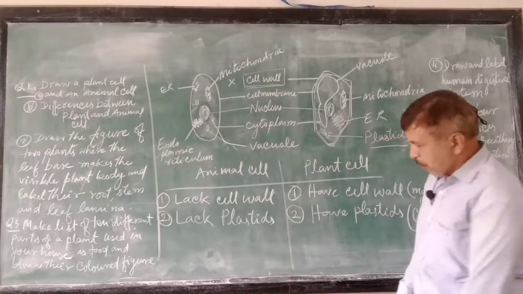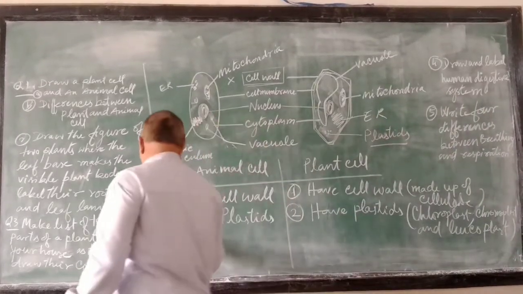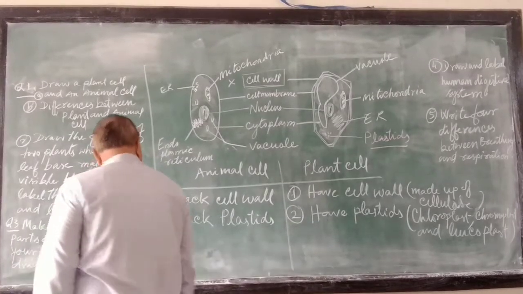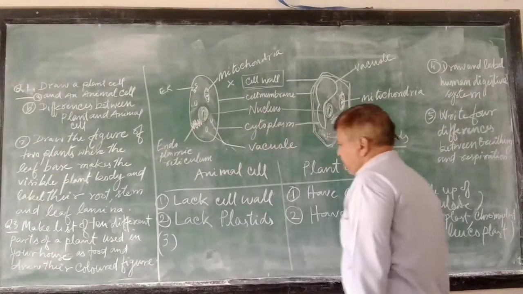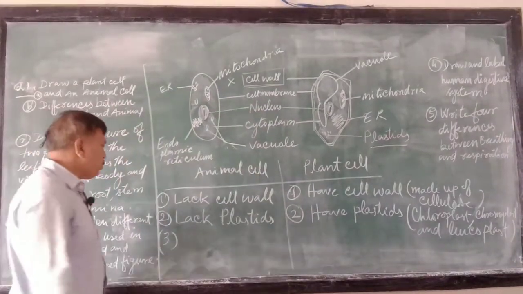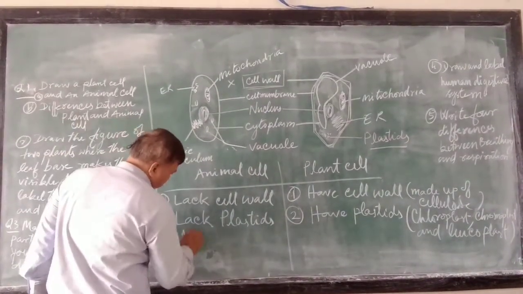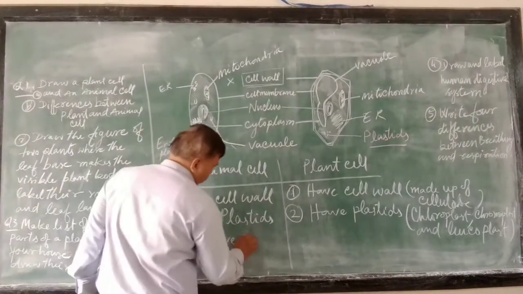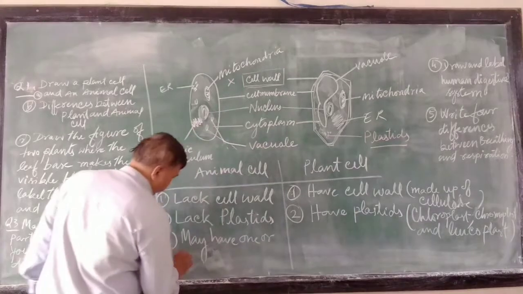The third thing is the vacuole size and number. Animal cells may have one or more vacuoles.